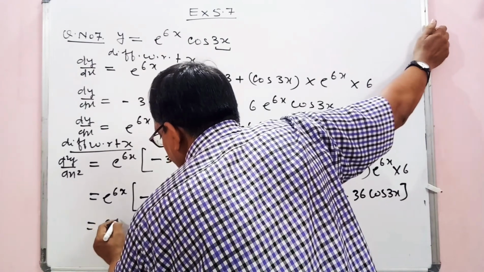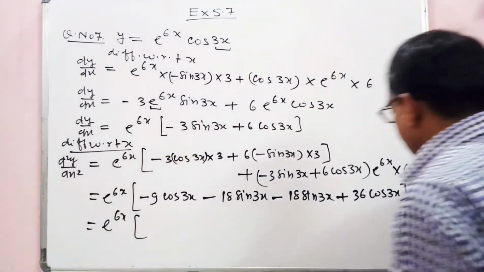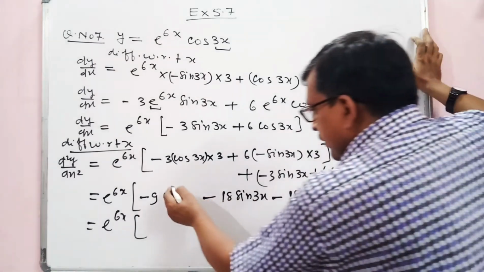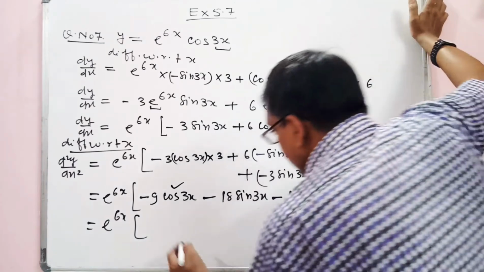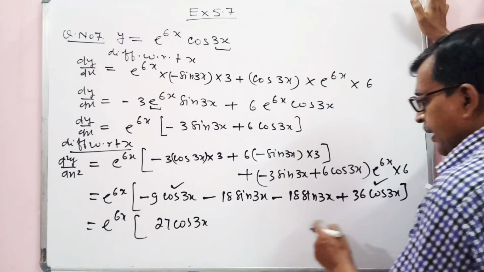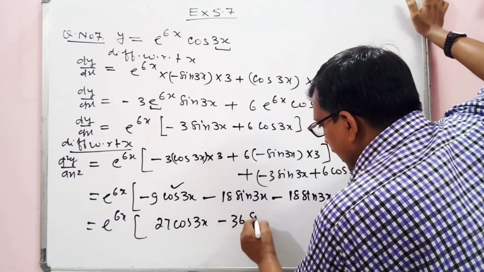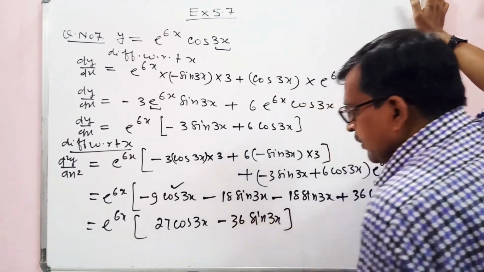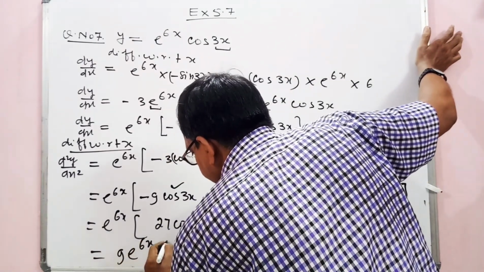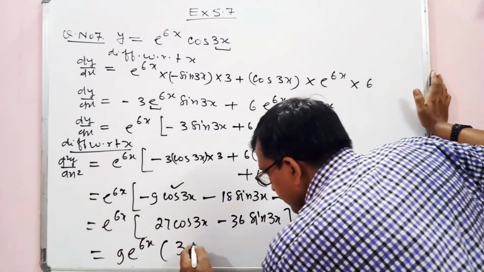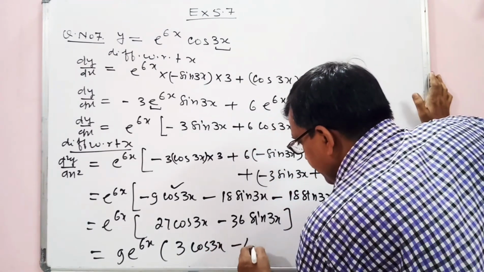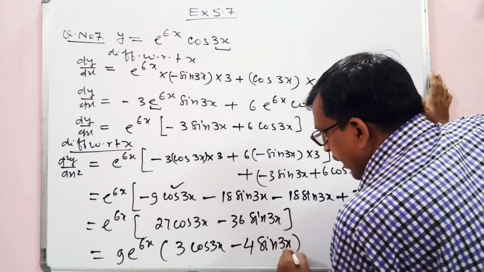Now e raised to power 6x, then you see the 36 cos 3x and 9, then 36 minus 9 is 27 cos 3x, 18 and 18 is 36 sin 3x. Now you take the 9 common: 9 e^6x times (3 cos 3x plus 4 sin 3x).